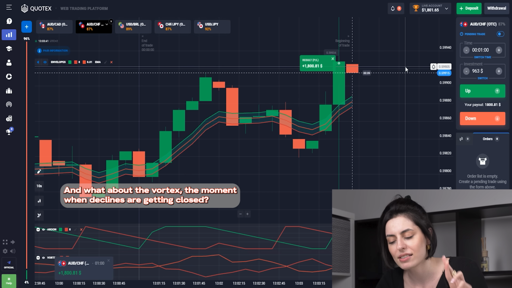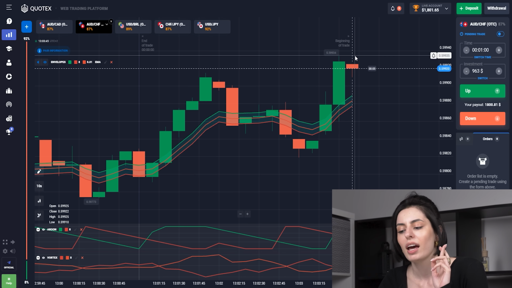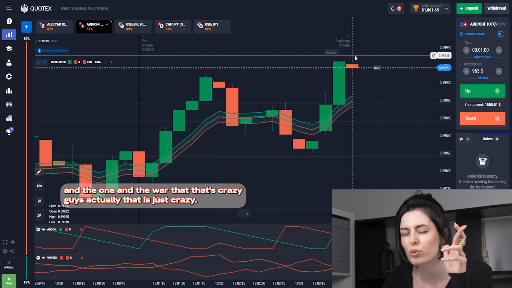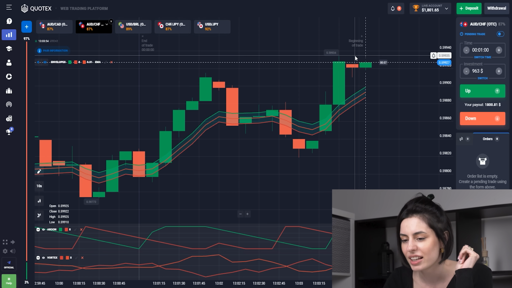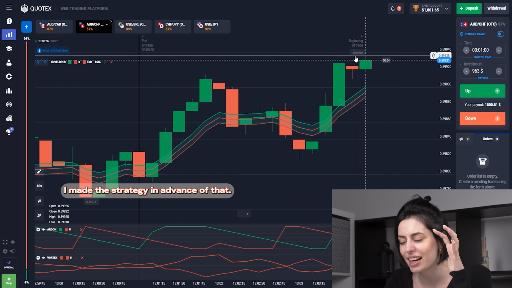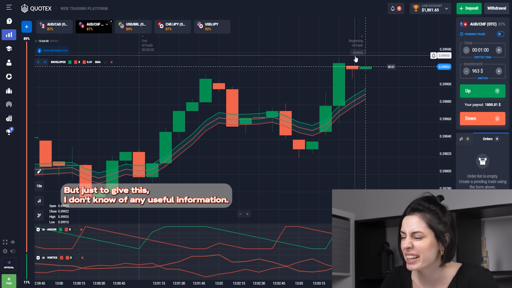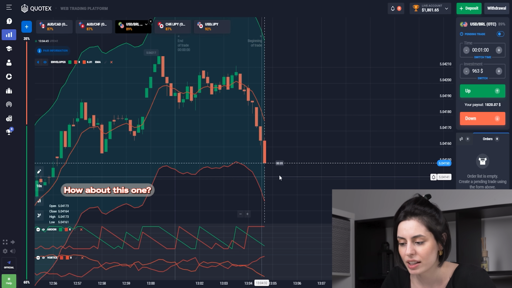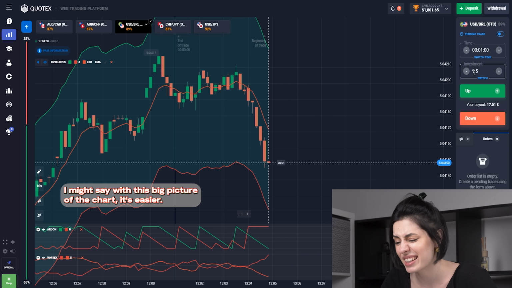And what about the Vortex? The moment when the lines get crossed, it means that we have a change of the trend. And sometimes just playing with those lines and the Vortex, that's crazy, guys. Actually, that is just crazy. I made this strategy, invented it, just to give you this, I don't know, awful and useful information.